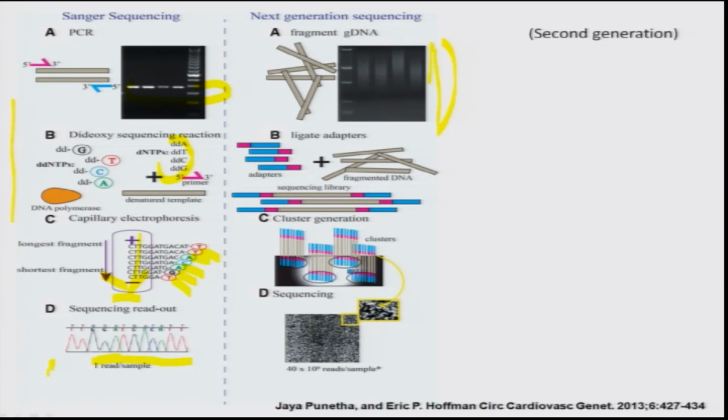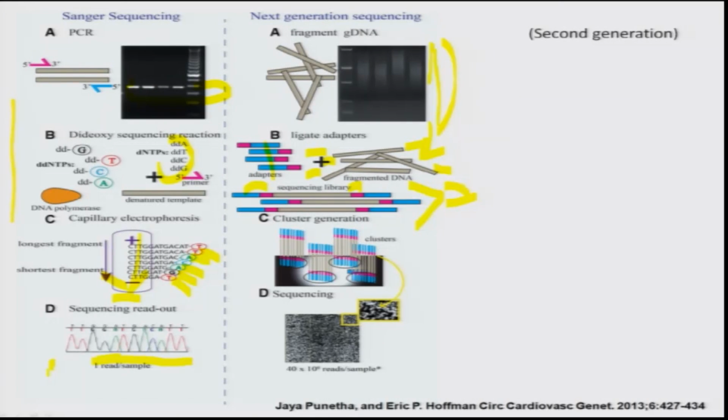So what you do is you have what are called adapters, which are added at either end of each one of the fragments, and then to create what is called a library. Here every fragment that is generated from a given species in terms of the DNA is ligated, joined, with the adapters that are shown here. These are identical sequences added on either side of the DNA to make what is called a library.